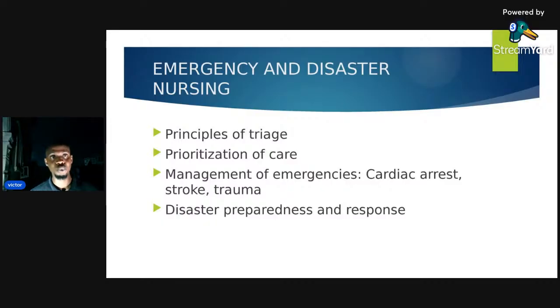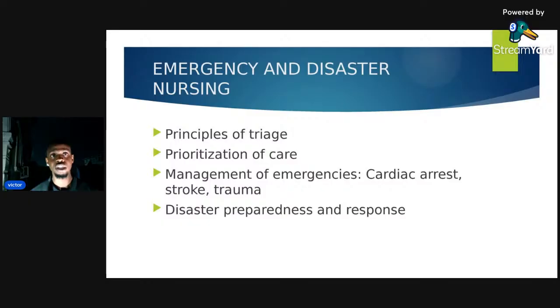While for green, green is minimal. It means the person has a minimal injury. Maybe the person has bruises, lacerations, cuts; all those are minimal injuries. While black means brought in dead or expected to die. So what you just have to do is give minimal care to such a patient, because at the end the person would surely die. So that is why you classify that under black.